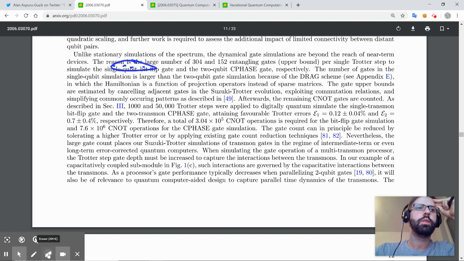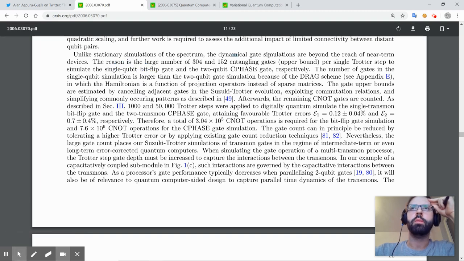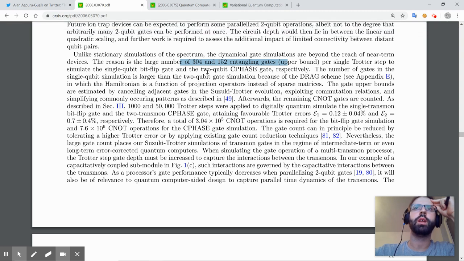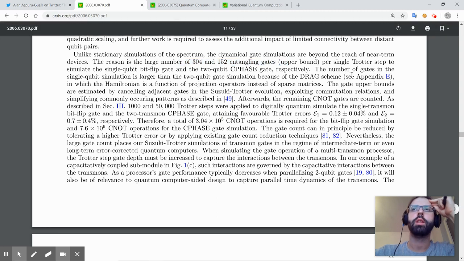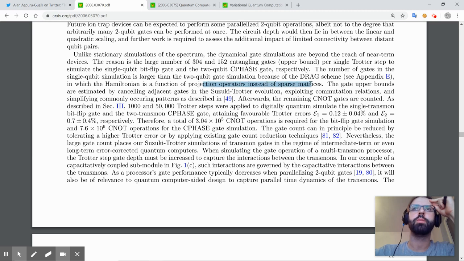Unlike stationary simulations of the spectrum, the dynamical gate simulations are beyond the reach of near-term devices. The reason is the large number of 304 and 152 entangling gates, upper bound per single Trotter step, to simulate the single qubit bit flip gate and the 2 qubit C-phase gate, respectively. The number of gates in the single qubit simulation is larger than the 2 qubit gate simulation because of the DRAG scheme, in which the Hamiltonian is a function of projection operators instead of sparse matrices.